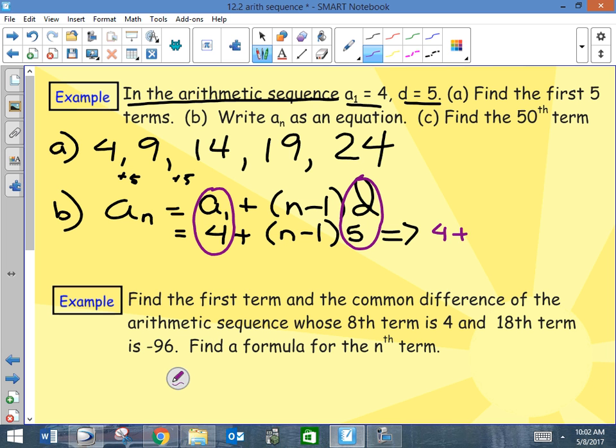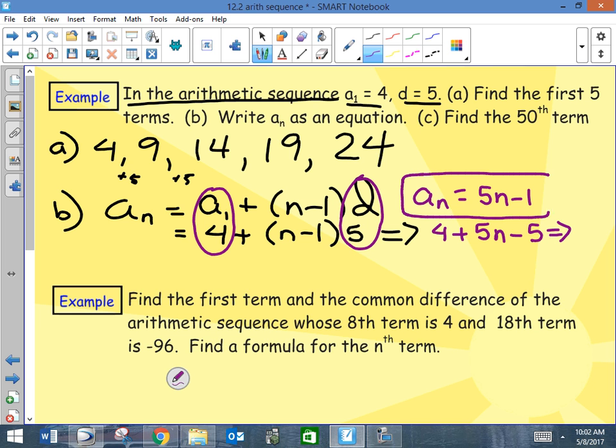4 plus 5n minus 5, or finally AN equals what? 5n minus 1. Okay? So sometimes your formulas are finished like this, and you're like, well, that can't be right because it doesn't look like I'm adding. But once you start putting a 1 in and a 2 in for n, you'll see that, yes, you're in fact adding the same number.